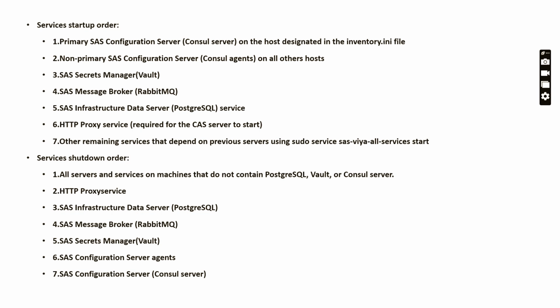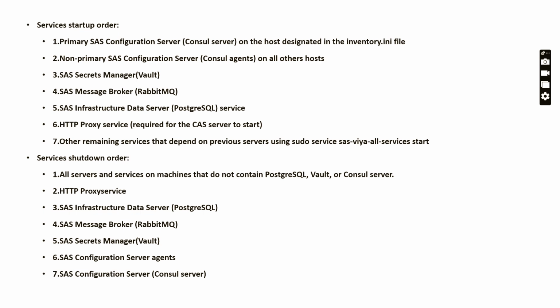It will be designated using the inventory.ini file. Mainly we have three files: inventory.ini, site.yaml, and host.ini. These three files are very important in SAS Viya. The SAS configuration server will use the inventory.ini file, and we need to start the server that is the primary controller. Next, the secondary controller, we need to start configuration server agents on all the servers, the remaining other hosts. So next, secret manager.